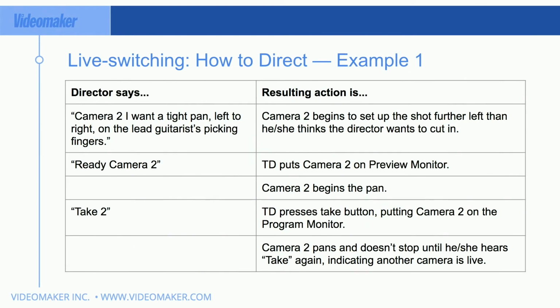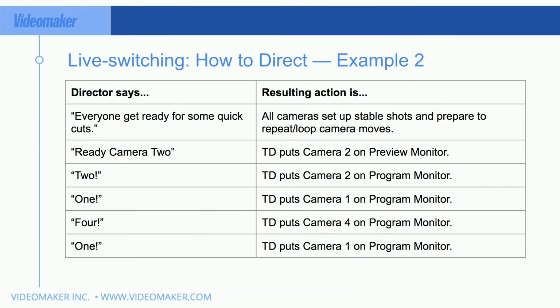This is a real good example instead of me coming off the top of my head. Director says, camera 2, I want a tight pan left or right on the lead guitarist picking fingers. Camera 2 begins to set up the shot further left than he or she thinks the director wants the cut in. Ready camera 2, TD puts camera 2 in the preview monitor. Camera 2 begins the pan. Take 2, technical director presses the button, putting camera 2 on the program monitor. Camera 2 pans and doesn't stop until he or she hears take again, indicating another camera is live.